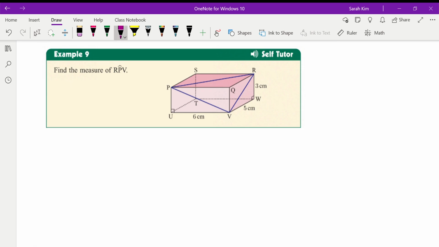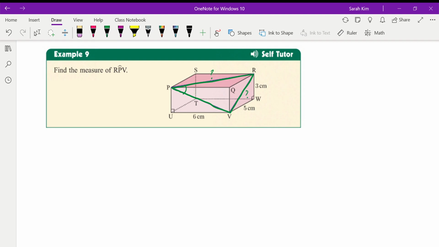Another question that we have to problem solve. We need to find the angle of RPV, this angle here ultimately. Now hopefully you can see that we need to kind of cut the box into that plane, which is a little bit odd. So let's see, you need to basically find this length, and this length, so we should be able to use cosine rule to find that angle ultimately.